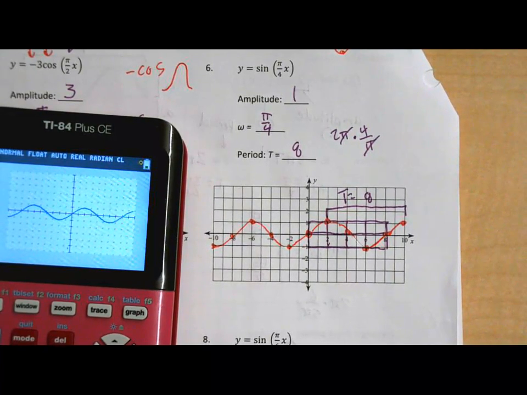Looking pretty good. I changed my window to go from -6 to 6. That seems to match this a little bit better.